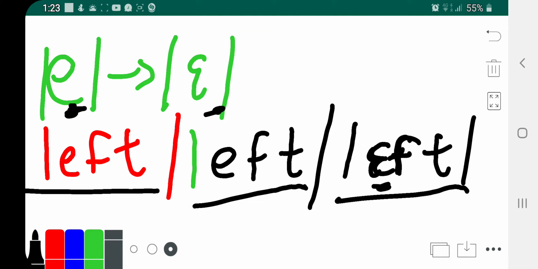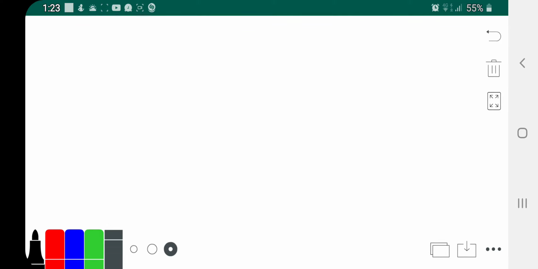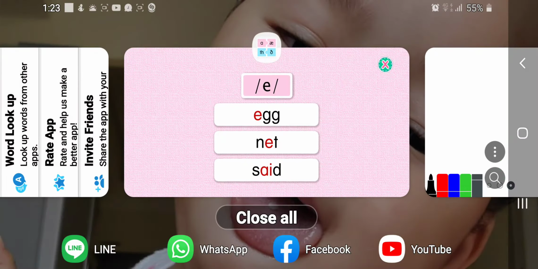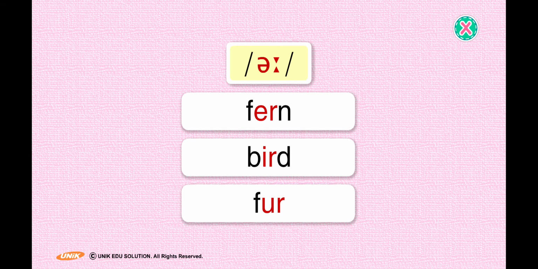Our second topic, sorry. Our second sound is this. That's our second sound. Let's go to the IPA chart. Then we look at some examples. Very good. So if you look at this one, the examples are fan. Fan. We have bird. Bird. We have fair. Fur. Very good.